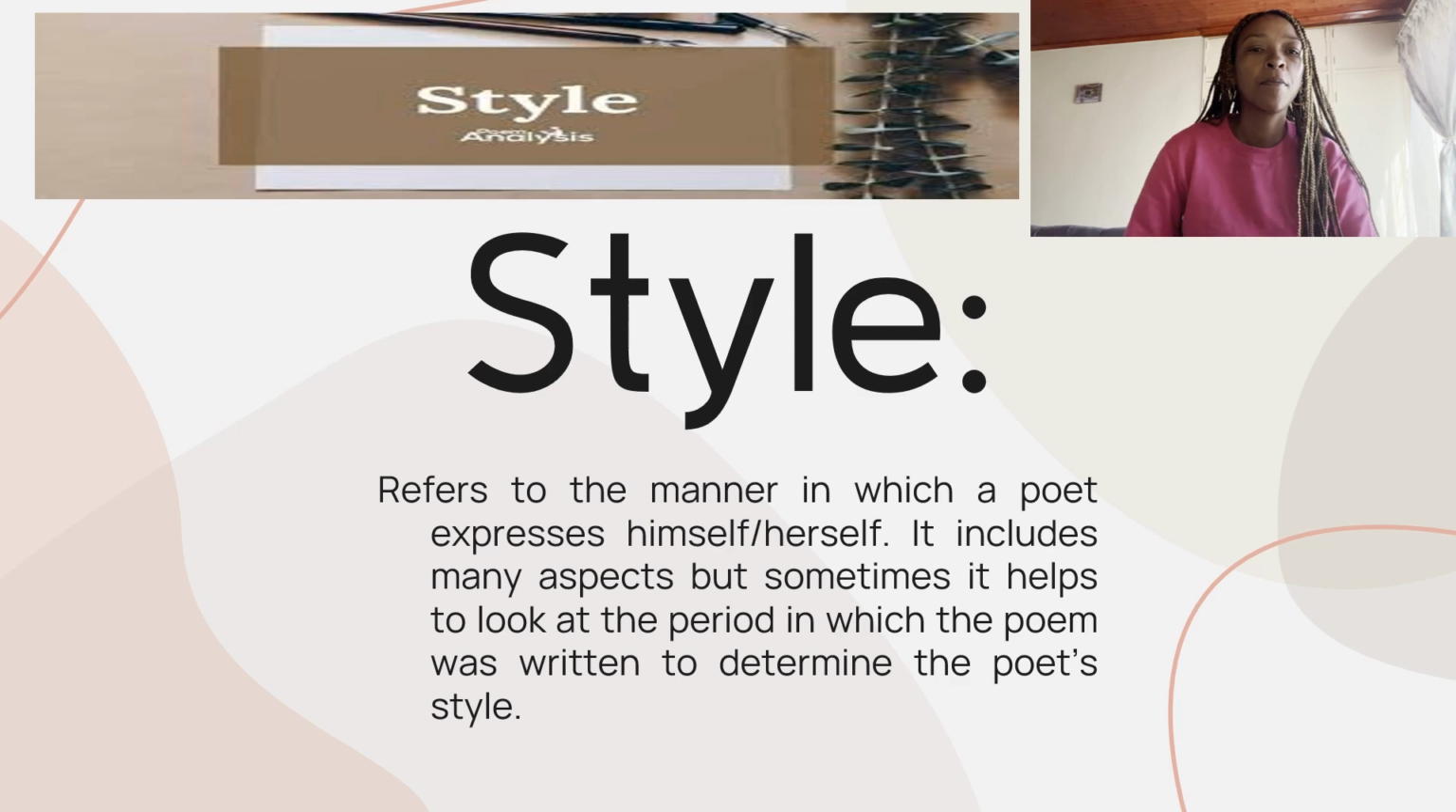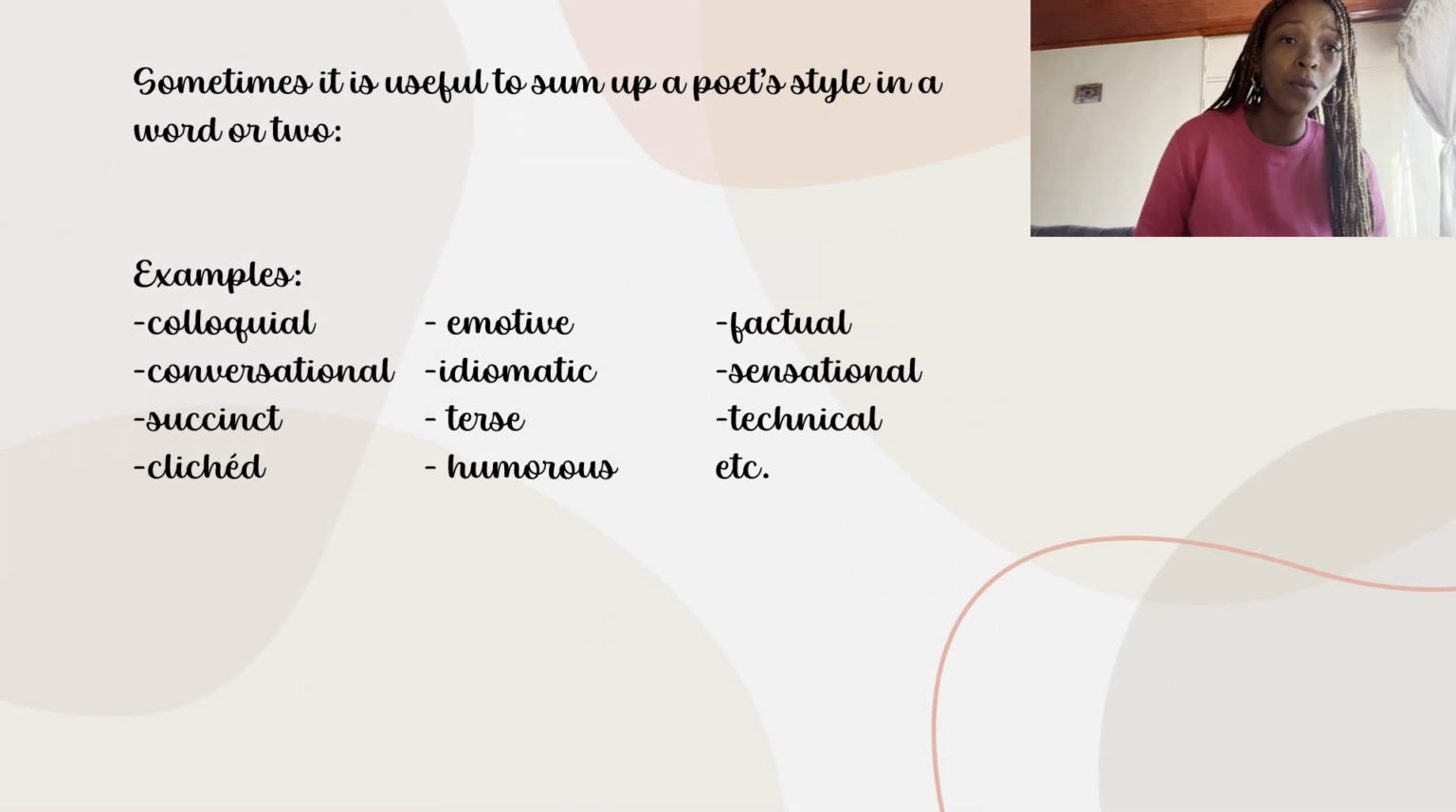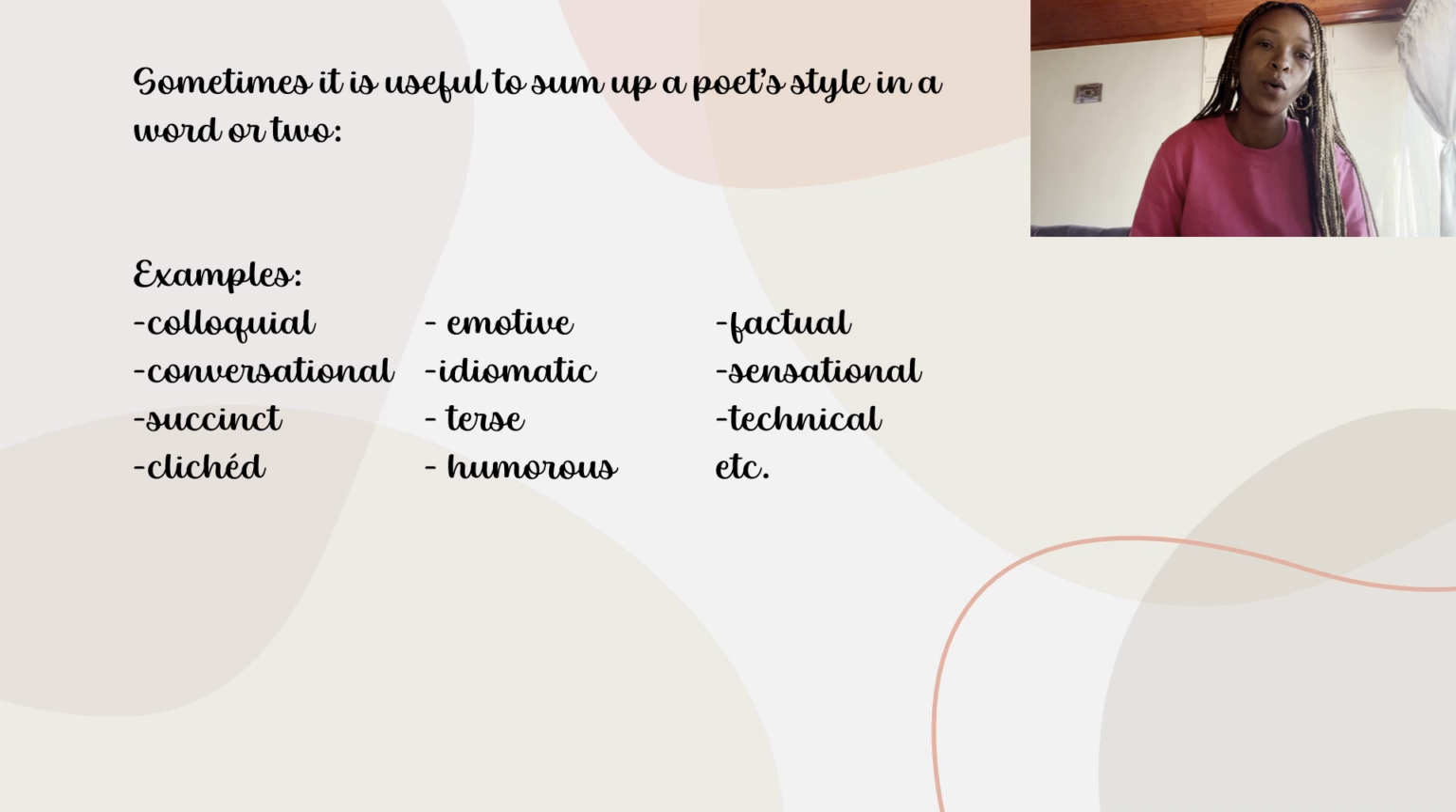Sometimes it's useful to sum up a poet's style in one word or even more. For example, you could speak about the fact that his style is factual. You'd see that in the kind of words or diction that he or she is using. It could be an emotive kind of style, appealing to the emotions of the reader. It could be conversational. Maybe that's the style that the poet prefers to follow. So here are a few examples that you could look further into.